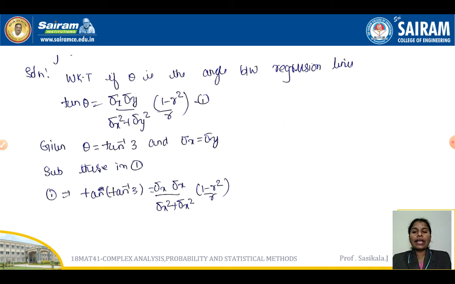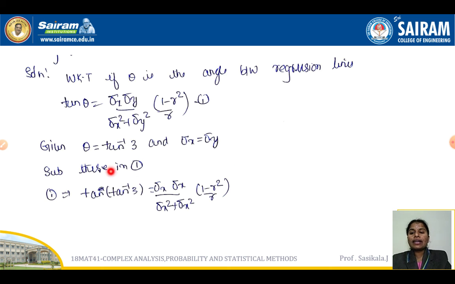We know that if theta is the angle between the regression lines, tan theta will be sigma x sigma y by sigma x squared plus sigma y squared, of 1 minus r squared by r. Okay. So I'm going to use this equation because the question is asked in terms of tan inverse of 3. I'm going to mark this as equation number 1. Now from the given, theta is tan inverse of 3 and the relation of sigma x and sigma y has been mentioned, both are equal. Now substitute in equation number 1.